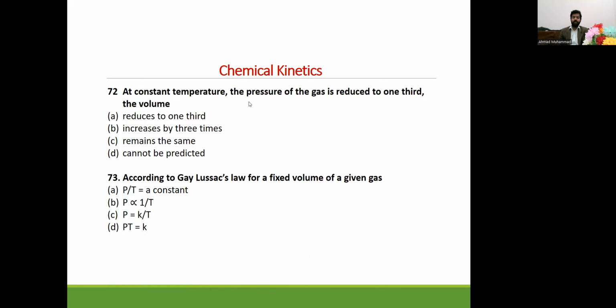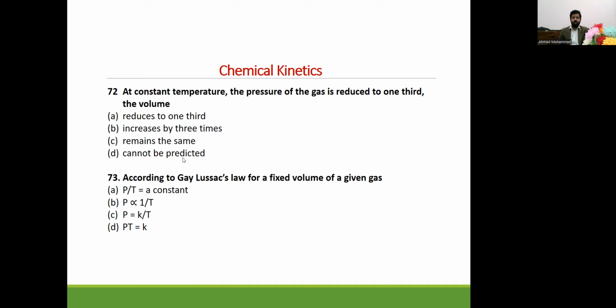At constant temperature, if the pressure of a gas is reduced to one third, then the volume is reduced to one third, increased by three times, remains the same, or cannot be predicted. So the right option from these four options is increased by three times.